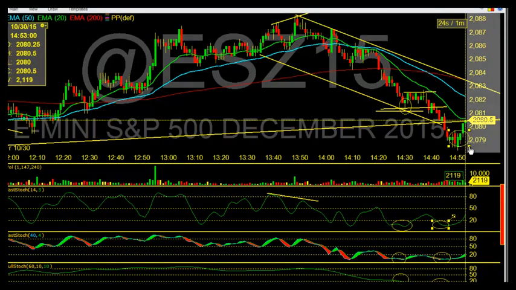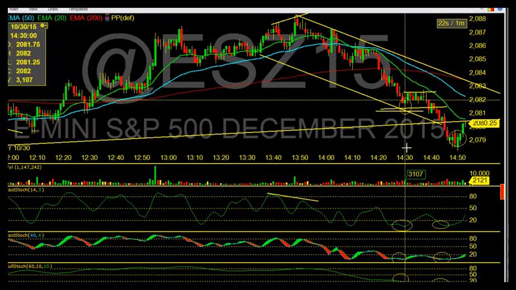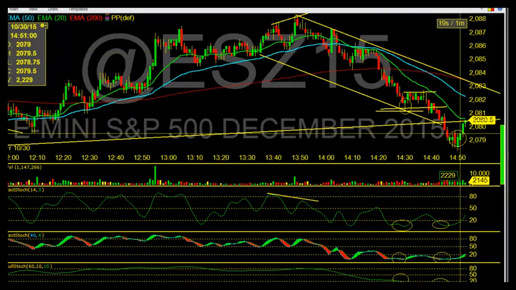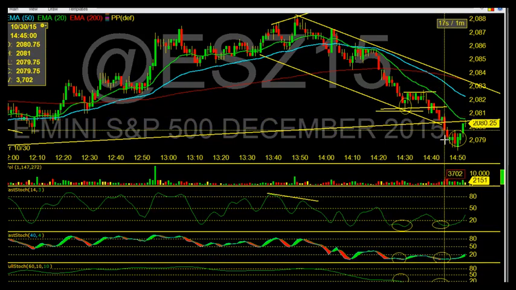Now we'll just mark that off. We like to mark off these HPS type of setups. We had a triple reversal candle. That was it.